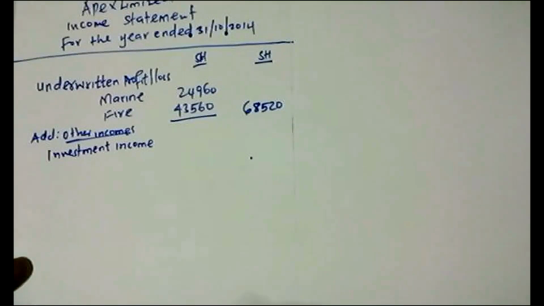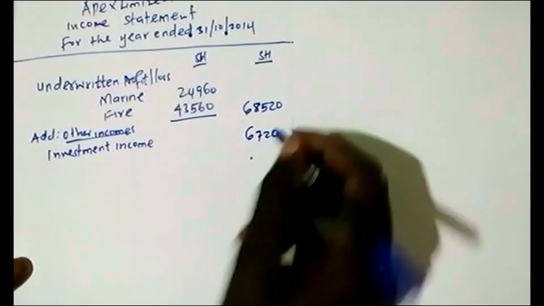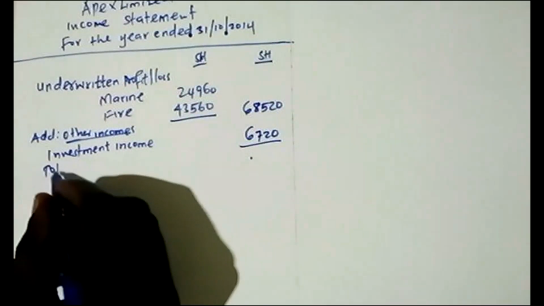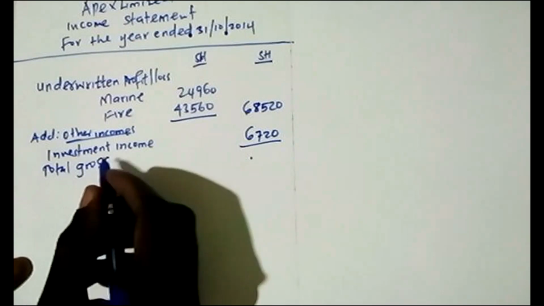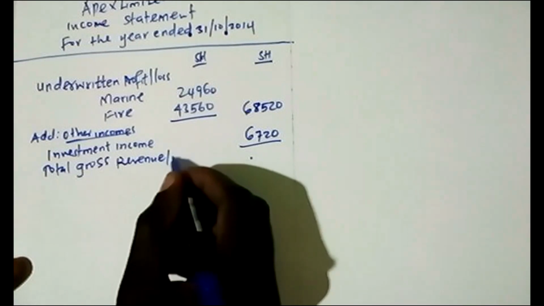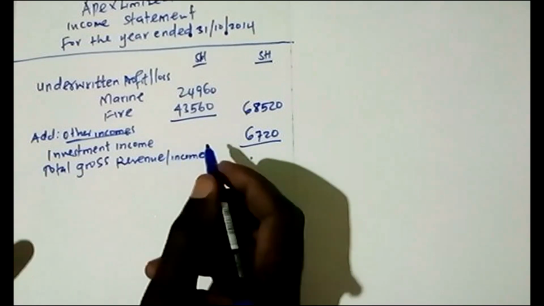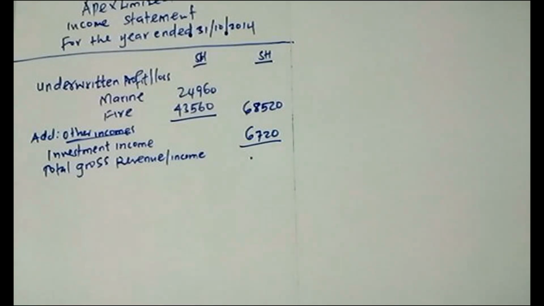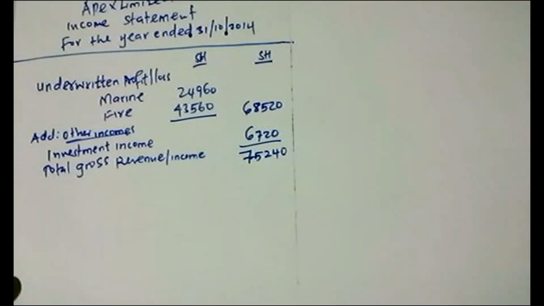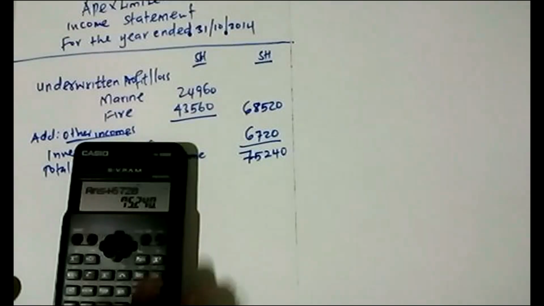So investment income, we have 67,20. So up to that point, we have total gross revenue or income. So 68,520 plus 67,20, that is 75,240, the total of the two.